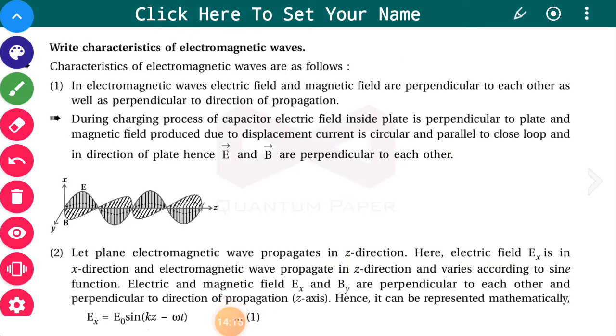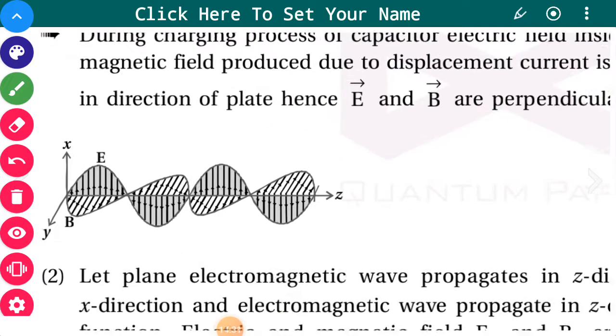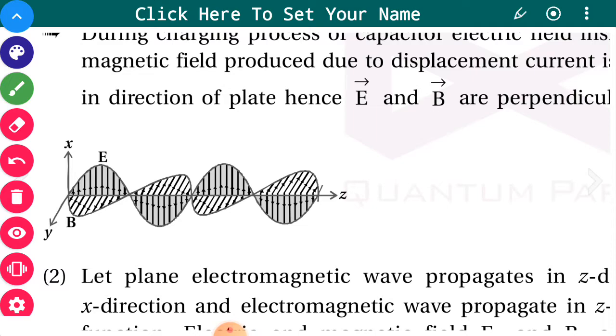Now this is an important topic. Write the characteristics of electromagnetic waves. Now see, in electromagnetic waves, the electric field and magnetic field are perpendicular to each other. So this is the first characteristic. Both the fields are perpendicular. There is an electric field and a magnetic field.